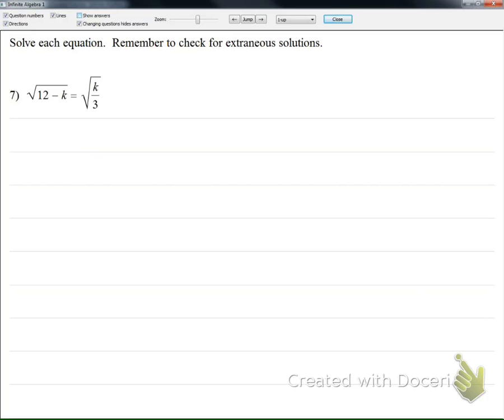Okay, looking at number 7. Just like the previous problem we had before here, the radicals are already isolated, so we square both sides. 12 minus k is equal to k over 3. Once we've removed the radicals, we notice that we have a linear equation because nothing's squared.